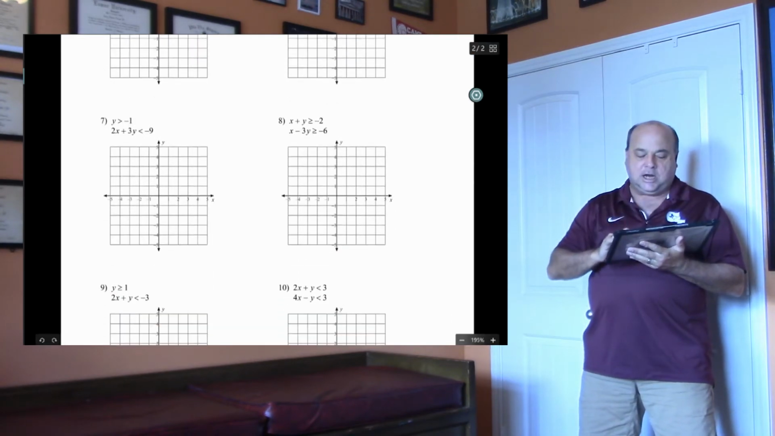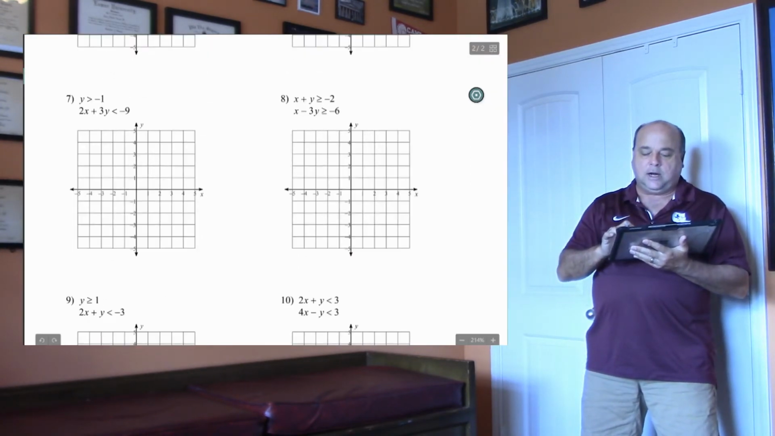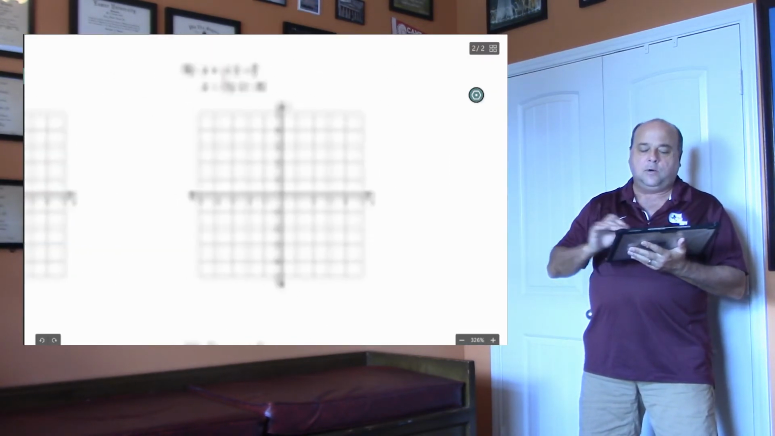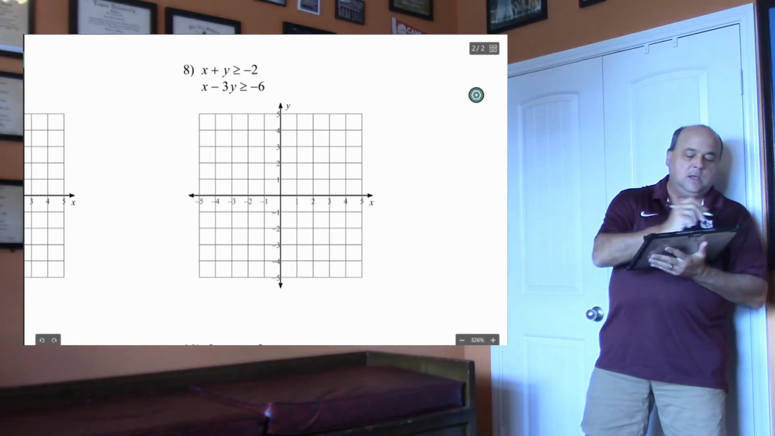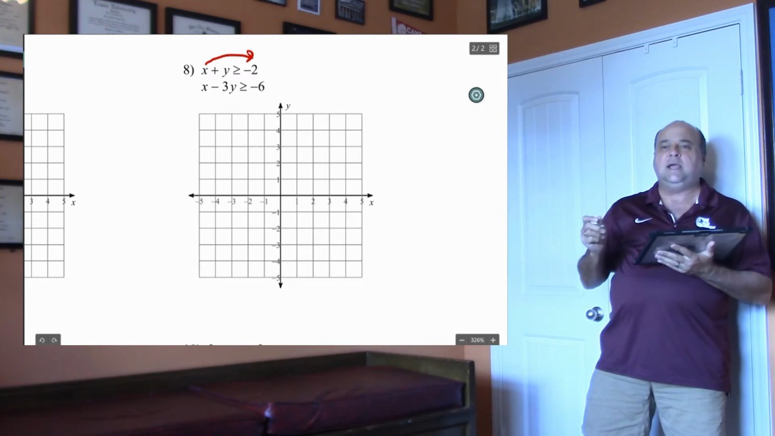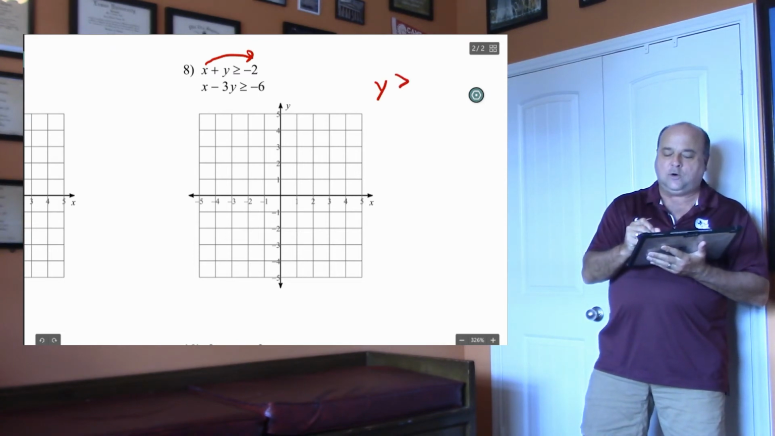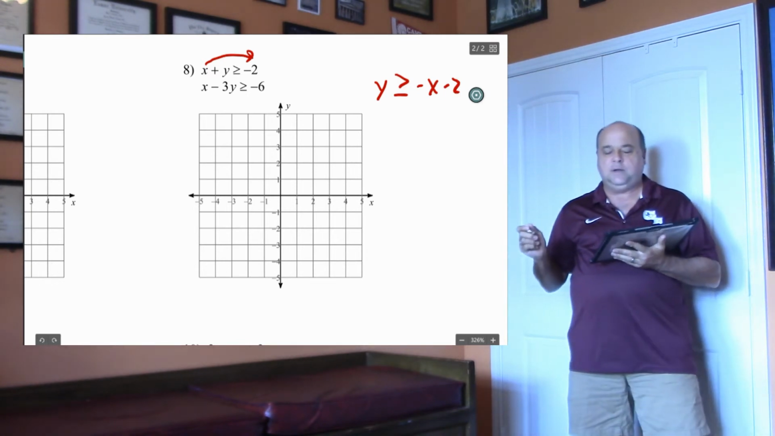Turn the page and let's do number 8. Okay? Number 8, they're not solved for y, are they? So we're going to solve these for y. So on this one right here, I'm just going to move the x over. So I'll have y greater than or equal to negative x minus 2. So that won't be that hard.